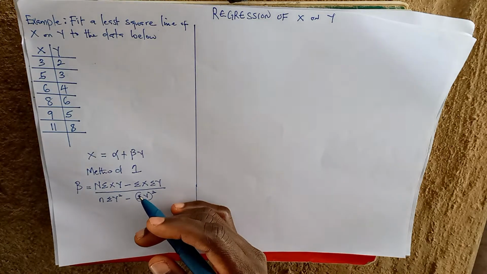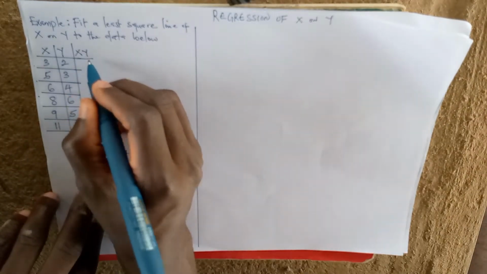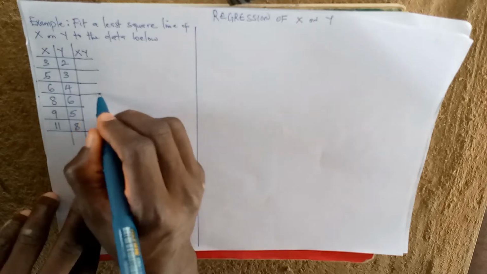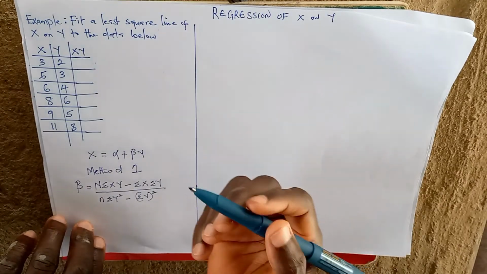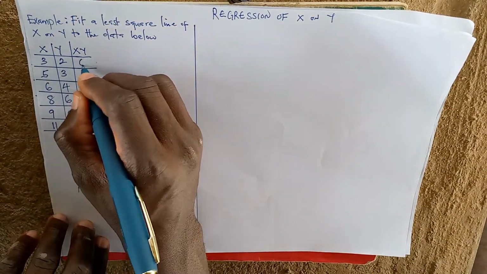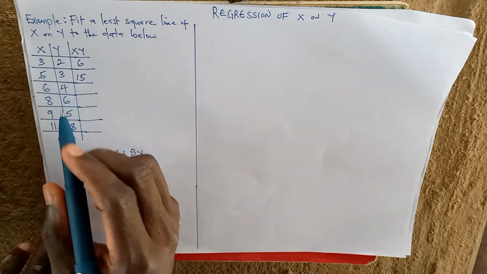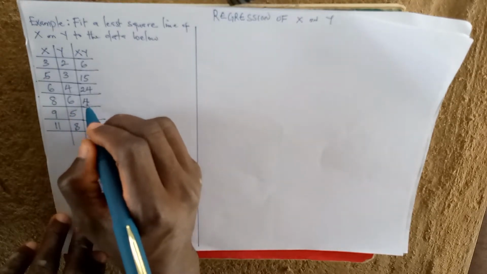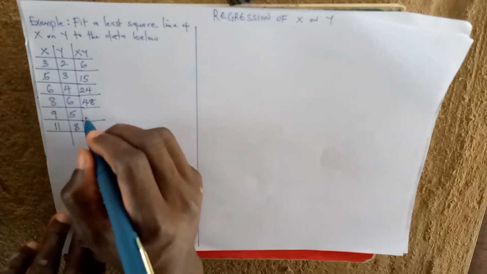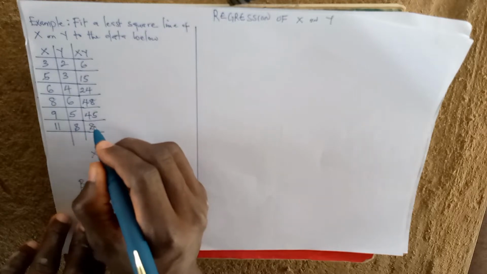Let's draw this. We form another column, and we say this is xy, and xy means the multiplication of this column and this column. So our xy will give us 3 times 2 is 6, 5 times 3 is 15, 6 times 4 gives us 24, this times this number gives us 48, 9 times 5 is 45, and 11 times 8 is 88.